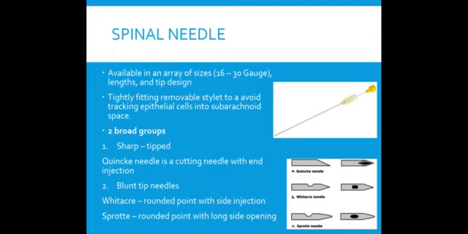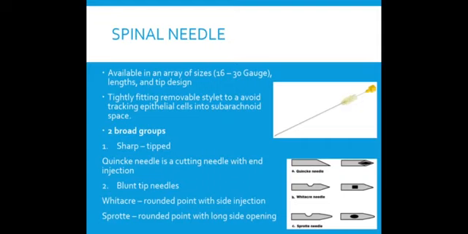To do lumbar puncture, we need a spinal needle, which is available in an array of sizes, 60 to 30 gauge, length, and tip design. Spinal needle consists of two parts, needle and stylet. It is a tightly fitting removable stylet to avoid tracking epithelial cells into subarachnoid space.